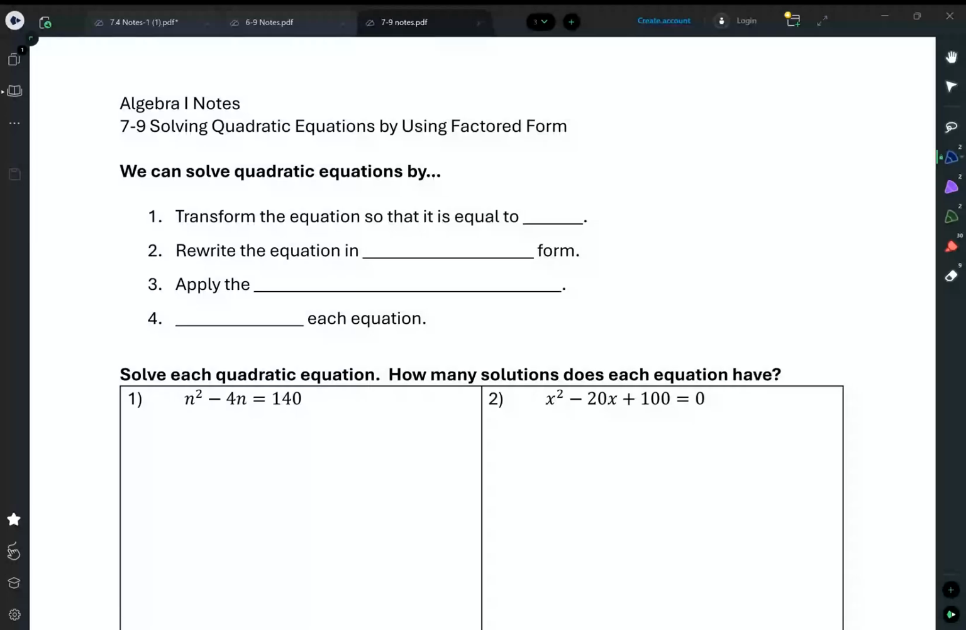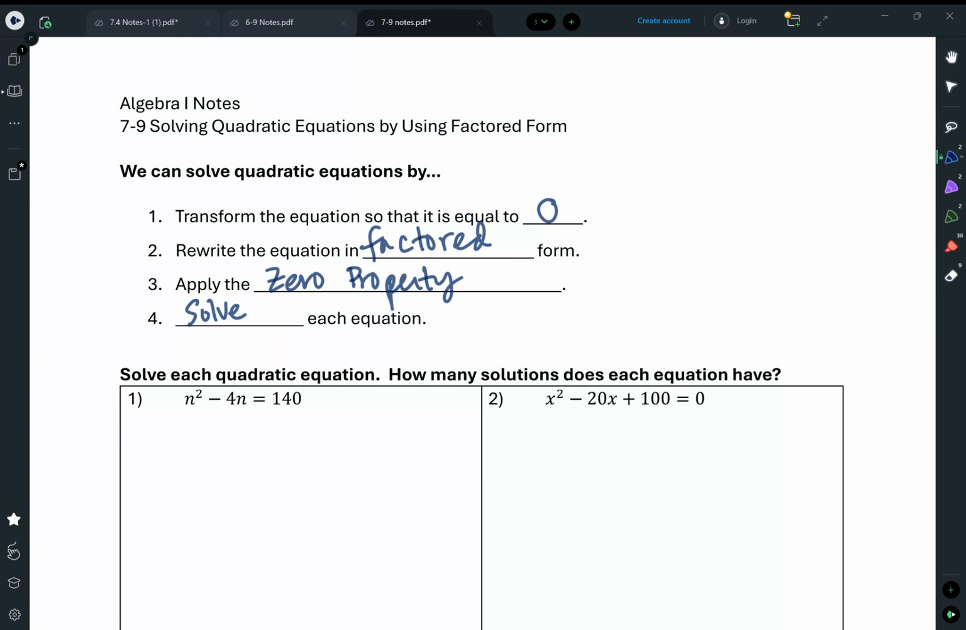We first want to transform our equation so that it is equal to 0. We are then going to rewrite the equation in factored form. There we go. So it's in factored form. Then we're going to apply the zero product property. And then solve each equation, of course. So zero product property allows us to write two equations equal to 0, and then we solve them.